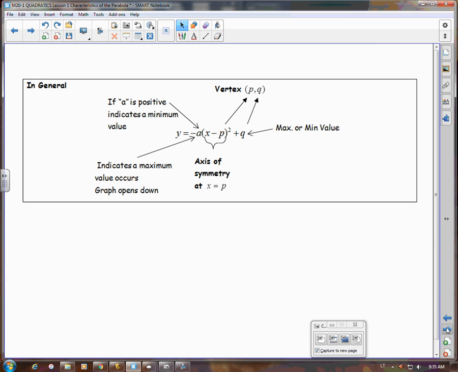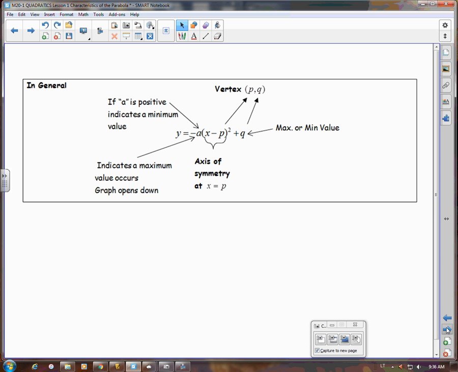All right, so in general, if you're going to spend 2 minutes studying something, this is what you're studying: the vertex form of the equation and the pieces of information that it tells you. A will tell you whether it opens up or down. If it's positive, it's opening up, which tells you that there's a minimum value. If it's negative, it's opening down, which tells you that there's a maximum value. The maximum value is found way at the other end of the equation. It's the q value.